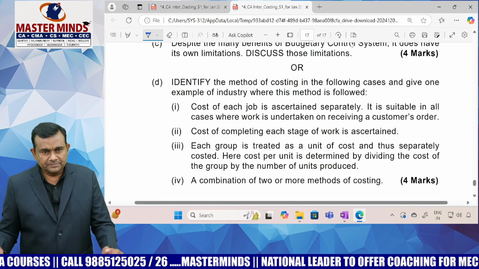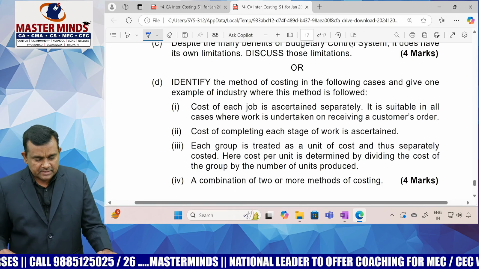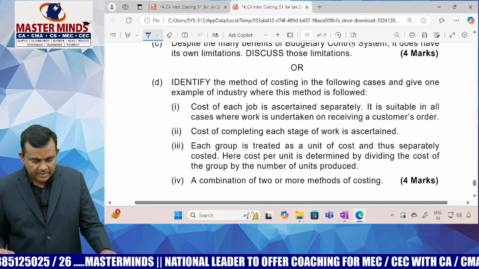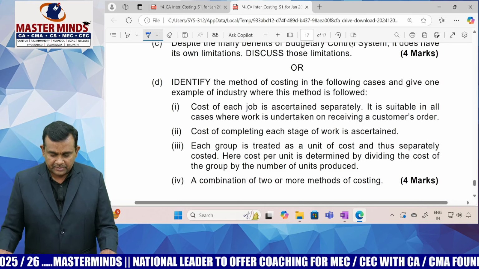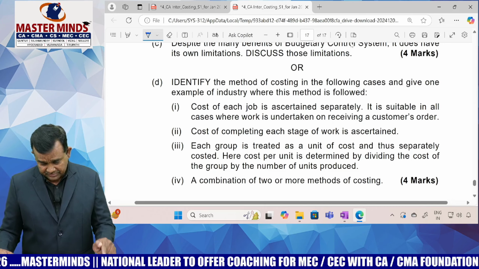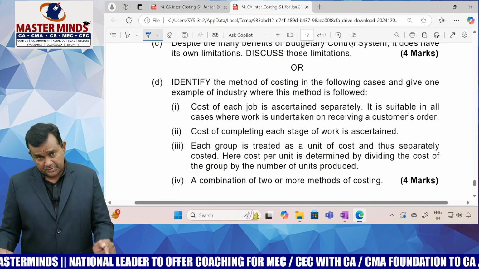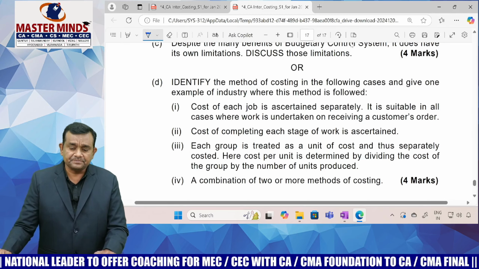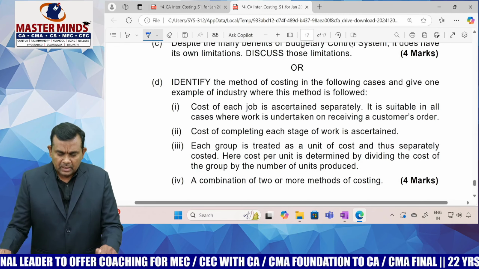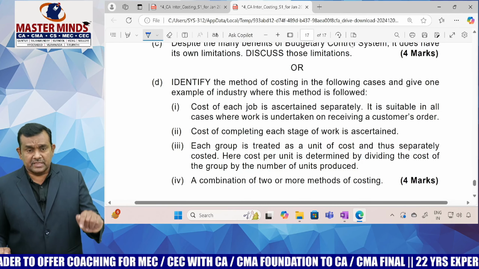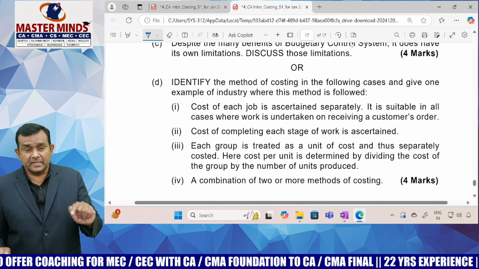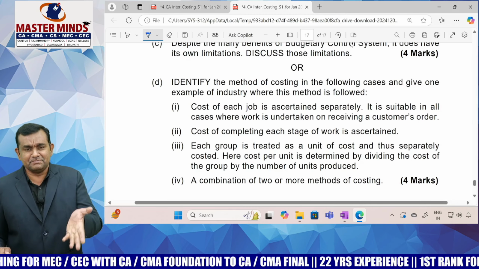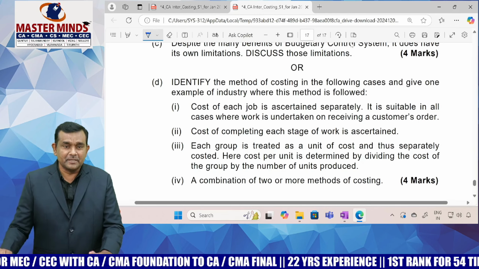Best example, jaggery industry. Next, each group is treated as a unit of cost and thus separately costed. Here cost per unit is determined by dividing the cost of the group by the number of units produced. That is batch costing. Best example, pharmaceutical industry. Next, a combination of two or more methods of costing. Here the product nature is complex and a single method cannot be applied. So multiple costing, sir.